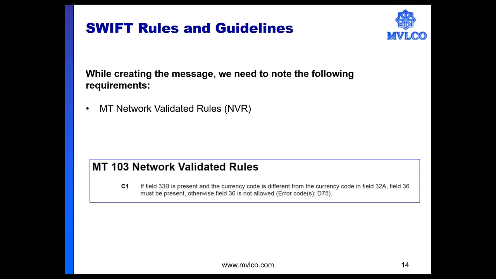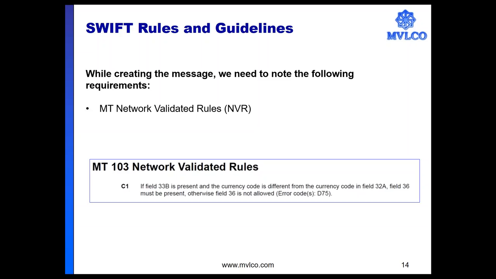And if he does not comply with that rule, the NVR, then an error code would be defined. Once you create a message, the network will check whether you have complied with the NVR, and if not, the message would get rejected along with the code. In other words, NVR is a rule which is validated by the Swift network. When you create a message, the message must comply with the network validated rules.